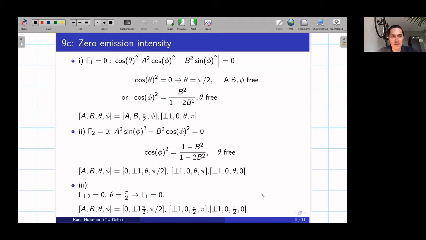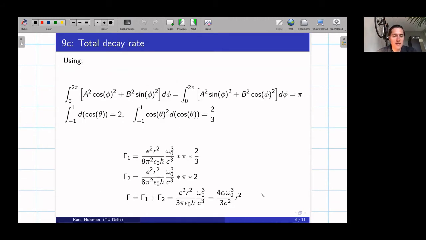Okay, so that was 9C. Oh no, almost. We also are asked to calculate the whole decay width. All right, so just using these relations for the integrals. The integral over phi will give this pi here. And I used again that a squared plus b squared is equal to 1. And you can use that this integral is equal to 2 and this is equal to 2/3. If you plug that into gamma 1 and gamma 2, then you just find this.